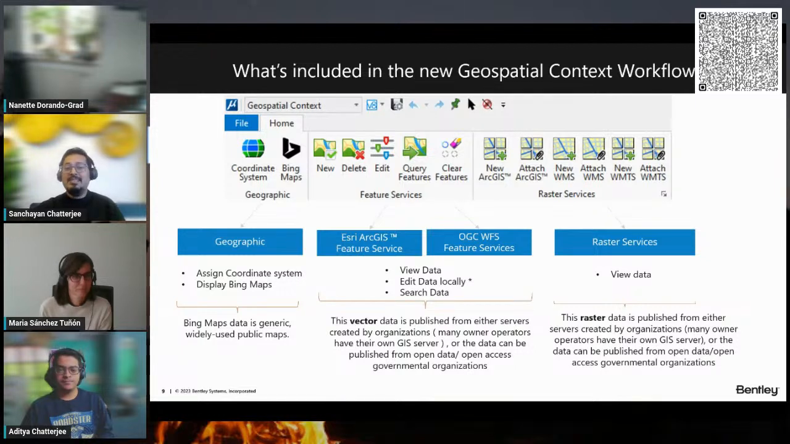And the final one is the raster services. As I've mentioned in Geospatial 101, there is vector data and raster data. We have covered vector data through ArcGIS and OGC WFS. Now we are covering raster data through raster services. In this, you can also fetch raster data from any particular server created by different organizations or individuals.